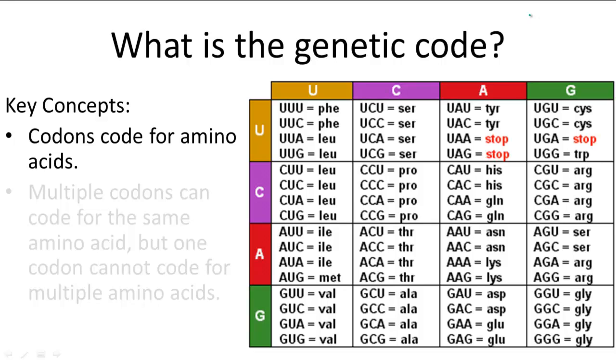So here's an example. If you had the codon AUG, you read row header A, column header U, and then find the AUG within this box. So AUG codes for the amino acid methionine, and this is actually our well-known start codon.